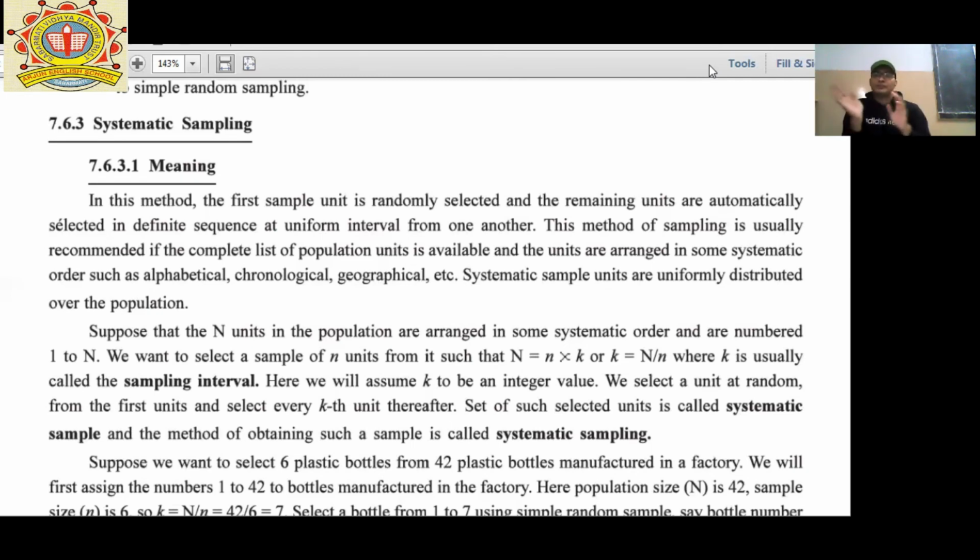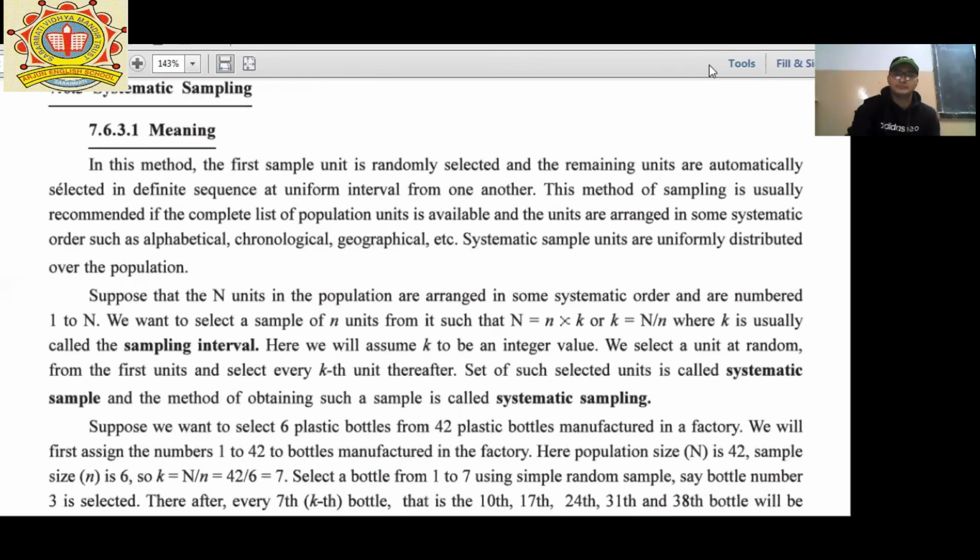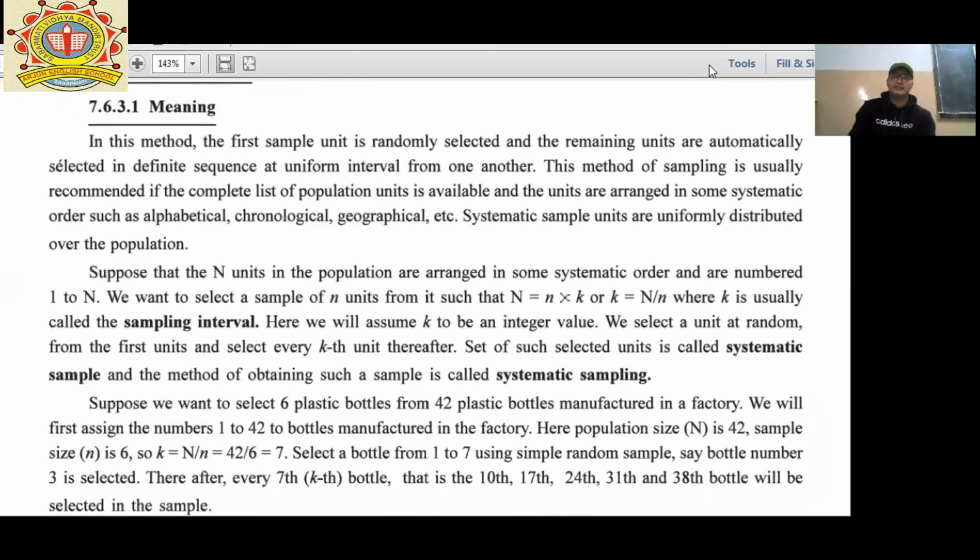to 600. We are selecting each sample from each 100 units. It means we are giving equal importance to all the data, and from each k, that is the sampling interval, we are selecting one sample, so it is called systematic sampling. Okay, here there is an example.